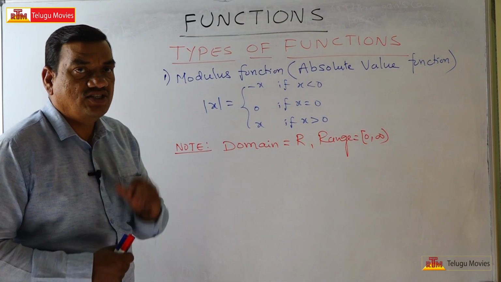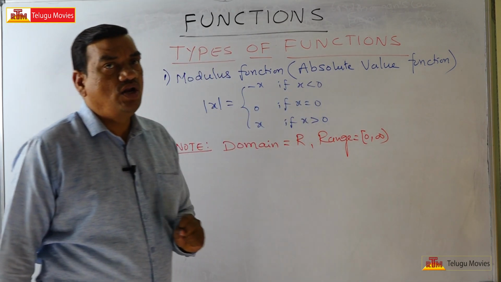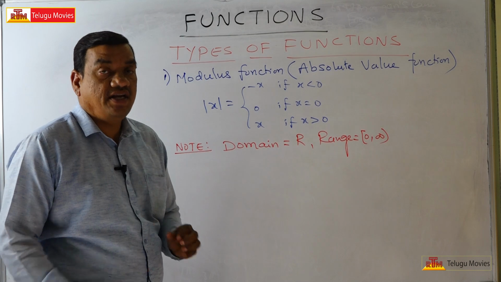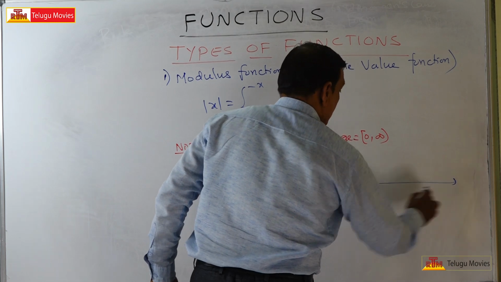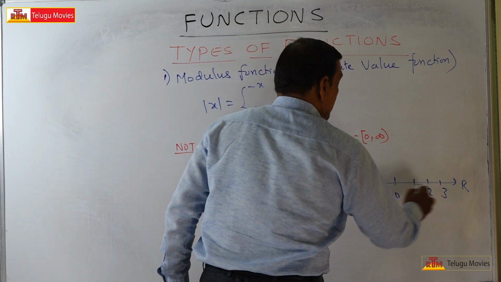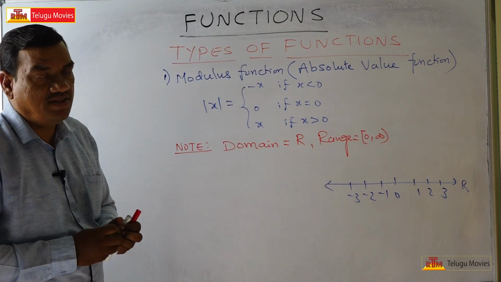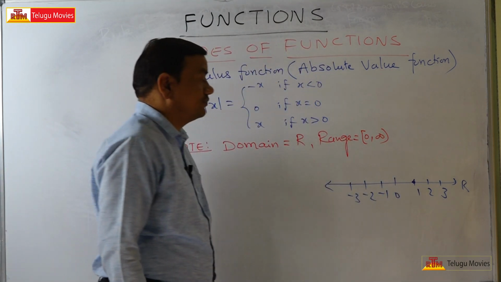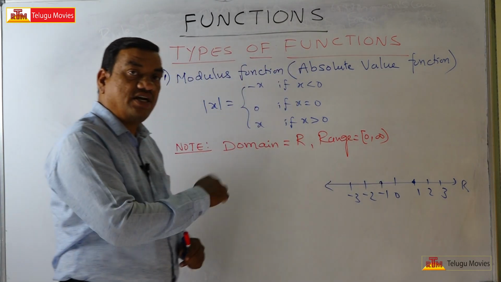Dear students, let us learn about this modulus function. Sometimes we call it an absolute value function. Why this function is necessarily defined: suppose it is a number line, here 0 is there, here the numbers are 1, 2, 3, on the left side -1, -2, -3, and so on. We know the system of number lines. For example, 1 is on the right side of 0, and -1 is on the left side of 0.